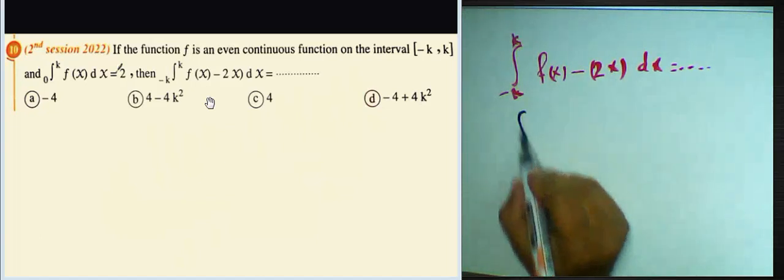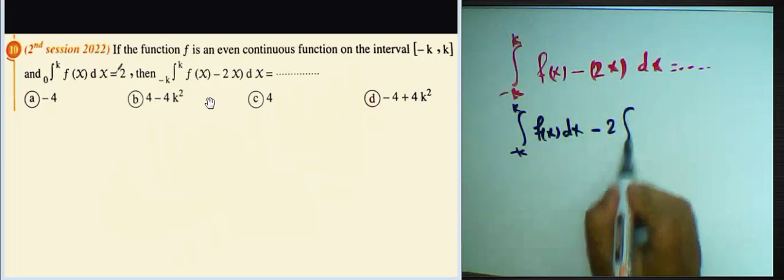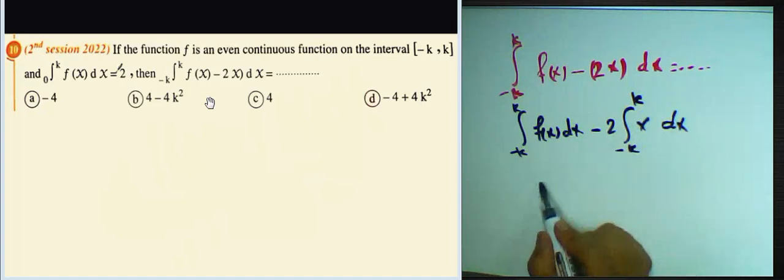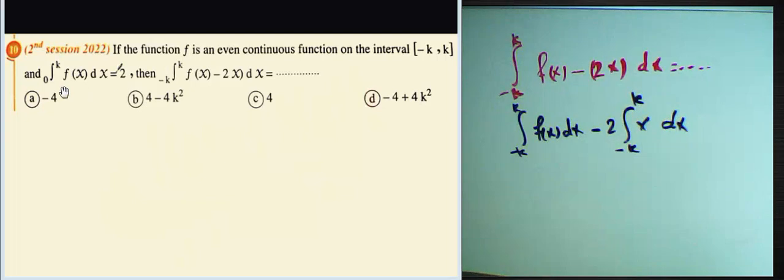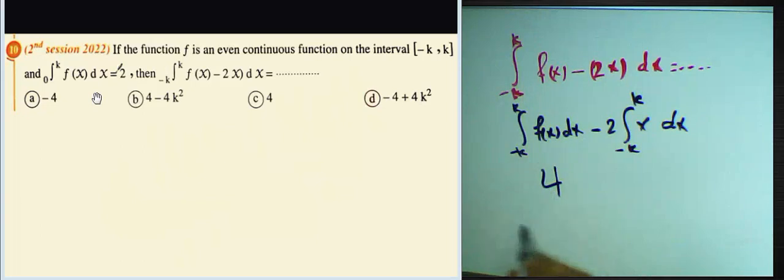We can write integration from -k to k f of x dx subtract 2 integration from -k to k x dx. He gives us this information. Okay, from 0 to k equal to 2, then from -k to k it will be 4. Why? Because it's even. The integration from 0 to k will be 2, then from -k to k it will be 2 plus 2, which is 4. Okay, the integration from -k to k will be 4, because the integration from 0 to k equals 2 about this function f of x dx.